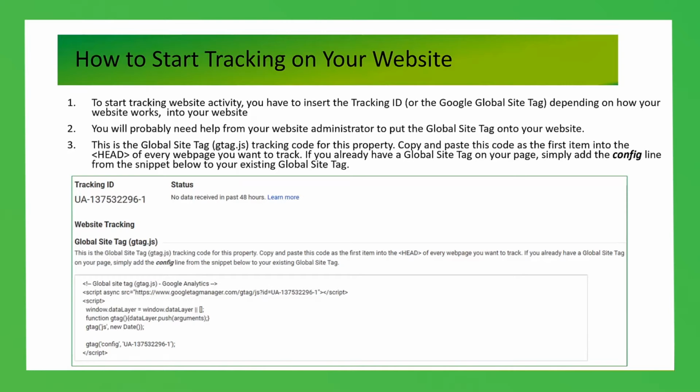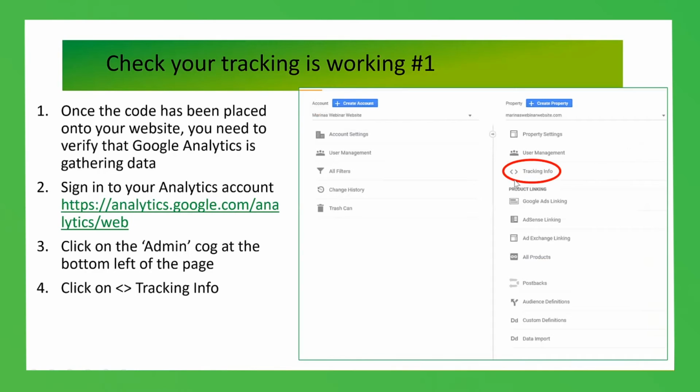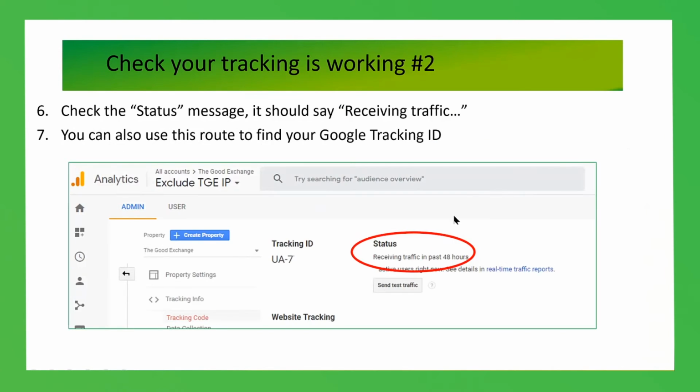Insert this tracking code here on every page on your website. So you sign into your analytics account using your Google account login. Click on the admin cog and click on the tracking info link. Then click on tracking code, and you should get this message at the top, receiving traffic.